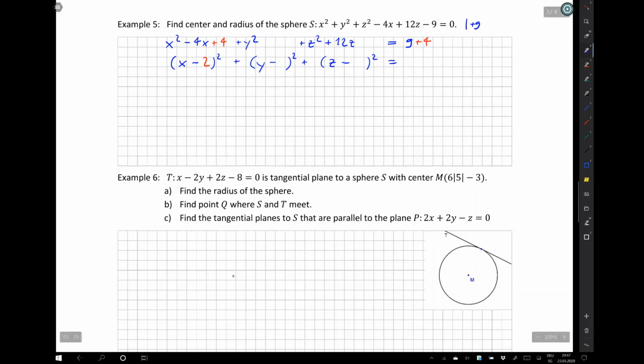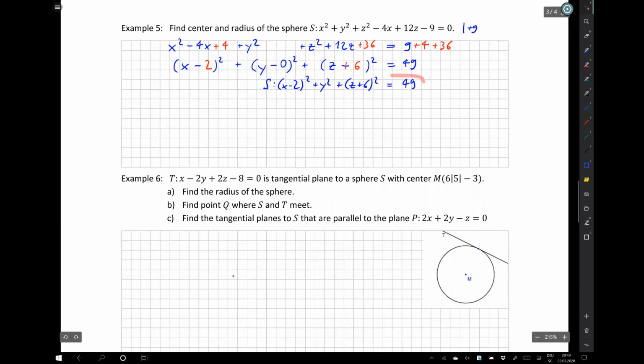Now let's do the same thing for the y squared. Well, here there are no y, so it's just y minus 0 squared, or just the y squared that remains. And for the z squared, well, I have to get z squared plus 12z. This means I have to insert here plus 6. And z plus 6 squared is z squared plus 12z plus 36. So here plus 36 is missing. I have to add it on both sides. Well, and now my right hand side has become 49. Now we see this is indeed a sphere with center M 2, 0, minus 6 and radius 7.